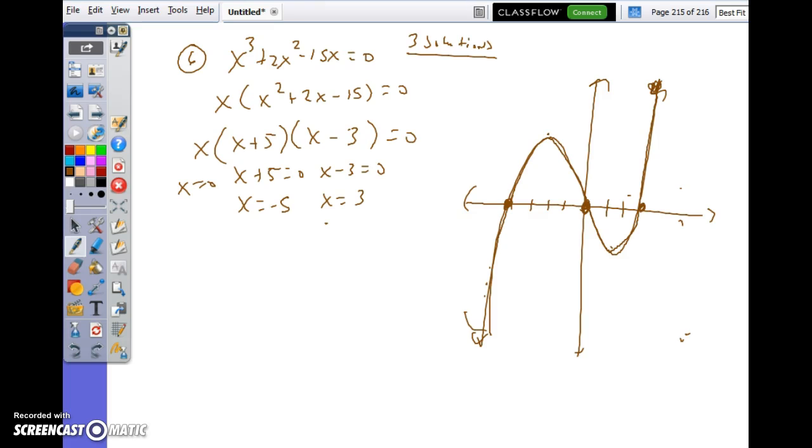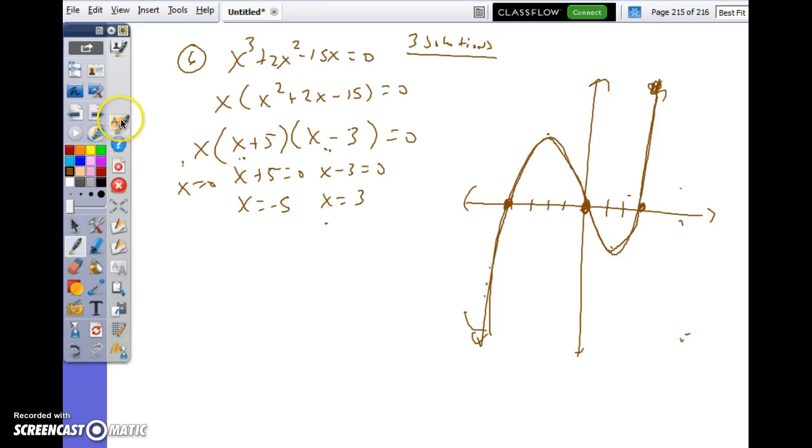What if I said the following, Chris? I said if the roots are 0, -5, and 3. What polynomial gave us that? This one did, but how did we get there? Look at this right here. To get a 3, we have x minus 3, right? To get a -5, we have x minus -5, which is x plus 5. And to get a 0, we have x minus 0, right? So that's how they do it.